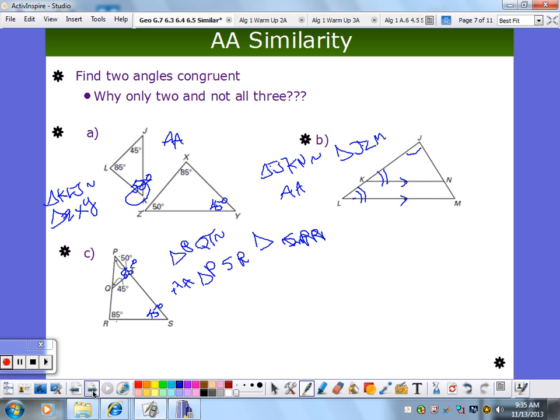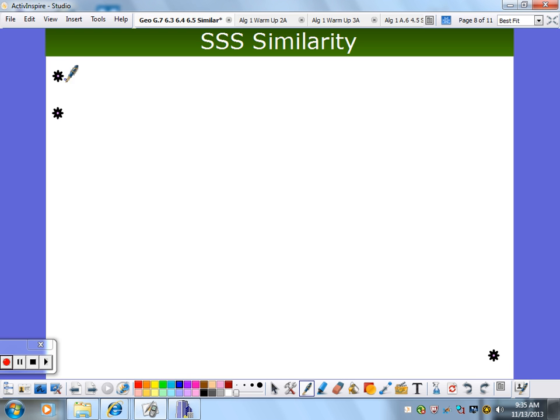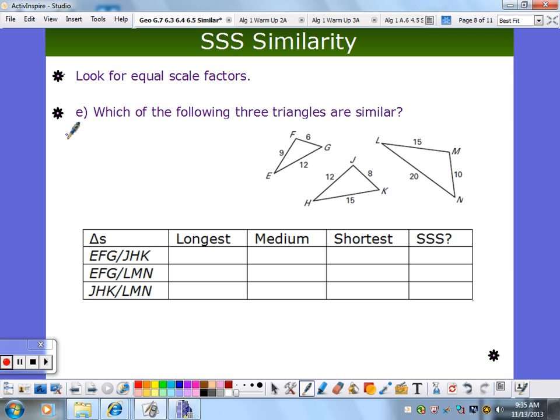So that's one way to show similarity. Side, side, side is slightly more involved here. You look for scale factors. So you have to be a little bit organized, because how do you know which goes with what? So here's what I do: I say, who's the small, medium, and big side here? My smallest side is this one, my medium side is that one, my longest side is that one. Let's do it on all the triangles. There's the smallest, the medium, and the largest.